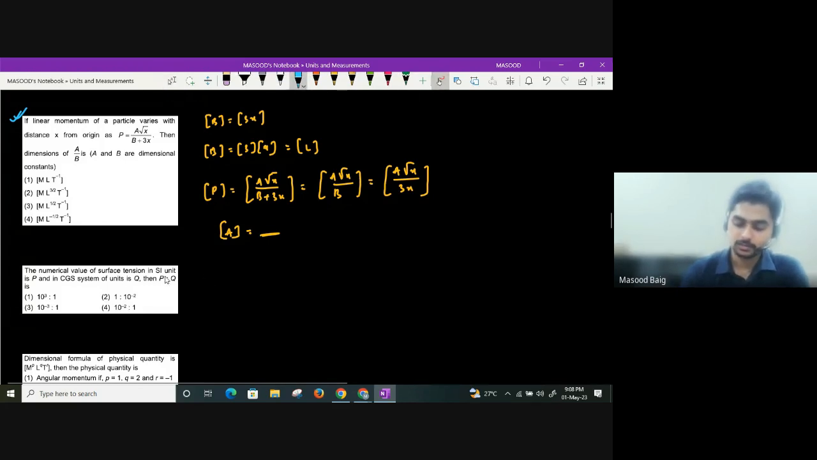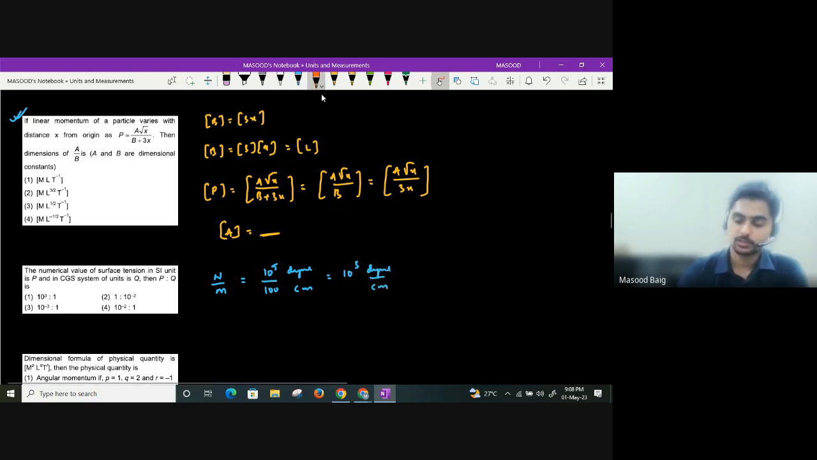What is surface tension in SI unit? It is Newton per meter, guys. This is an SI unit. So how can I write it in CGS unit, guys? 1 Newton is 10 power 5 dyne, and 1 meter is 100 centimeters, guys. So I can also write it as 10 cube dyne per centimeter.